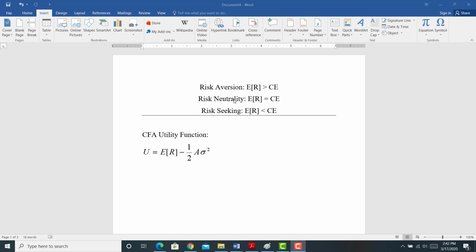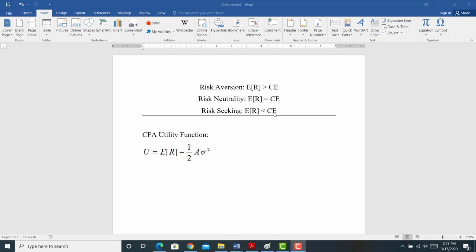A risk-neutral individual will take the gamble if the expected return is equal to the certainty equivalent. That is, a risk-neutral individual is indifferent between gambling or the certainty equivalent. Okay? A risk-seeking individual will only accept the gamble if the expected return is less than the certainty equivalent. That is, the risk seeker in the traditional definition gets some sort of utility out of engaging in risky behavior. All right? So these are the definitions that we'll use. We'll ignore loss aversion for now.